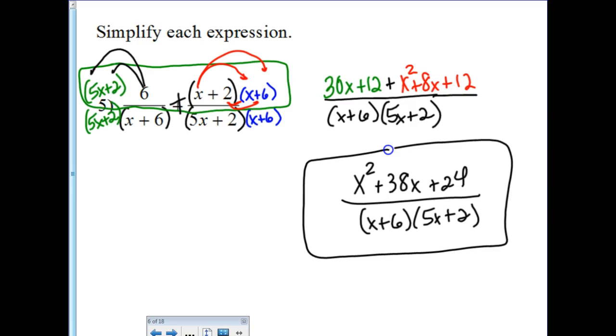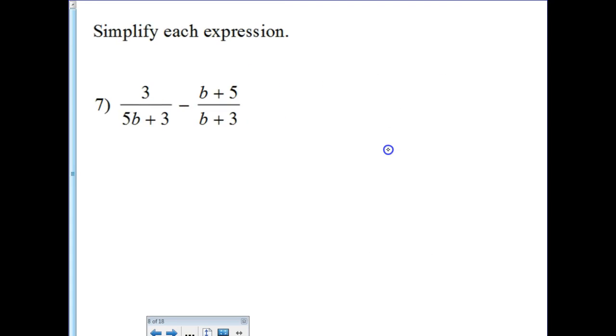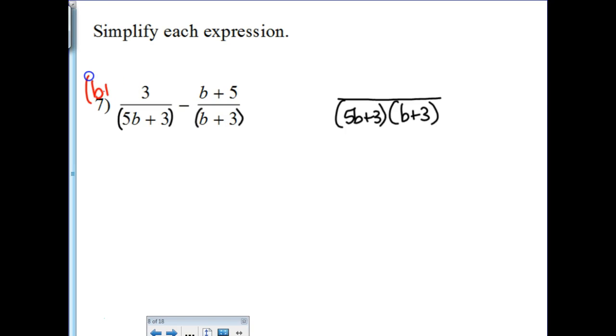Fun times. All right, one more. Number 7. Subtracting works the same way. You still need to build your common denominators. And then I need you guys to be real careful here. These denominators that currently exist, they have absolutely nothing in common as far as factors go. So your common denominator is going to have to be a 5b plus 3 and a separate b plus 3. They have nothing in common. So like over here, this guy's going to need the b plus 3. And then over here, this one's going to need the 5b plus 3.